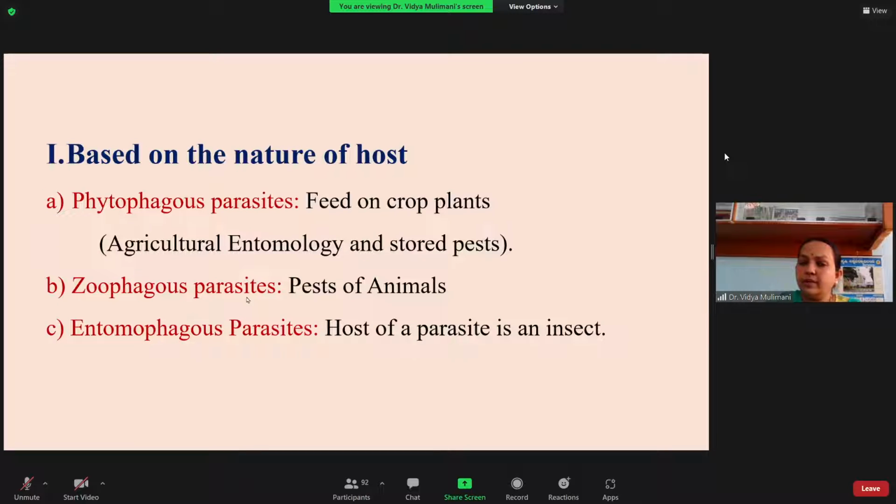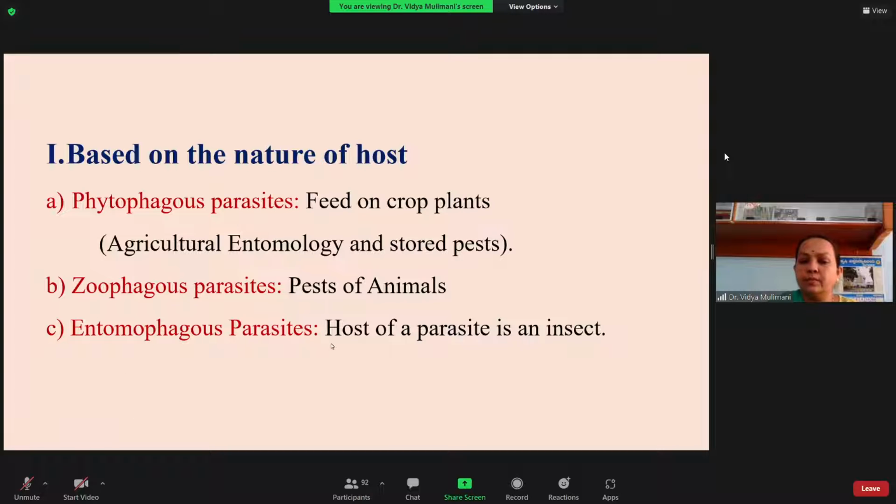The zoophagous are the ones which mainly attack things other than insects. We are now dealing only with the entomophagous parasites, where the host of the parasite is an insect.